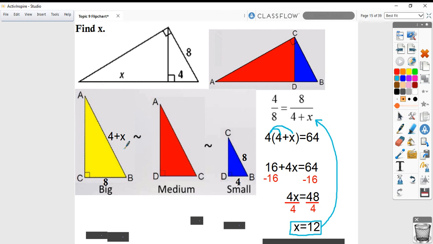We've got a constant scale factor between all of the parts, all of the side lengths of the small triangle and the big triangle. All right, that's all we've got for the notes today.